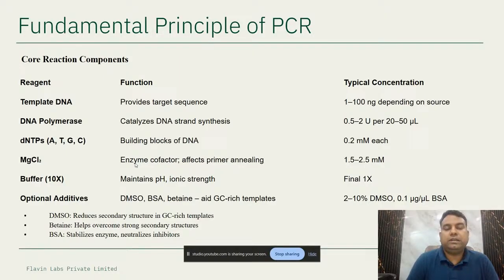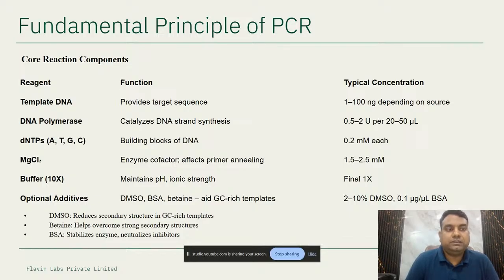We also need a buffer, because whenever we are dealing with a biological process, pH plays an important role. The buffer maintains pH and ionic strength. Its final concentration is 1x.